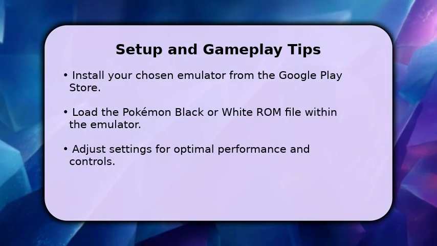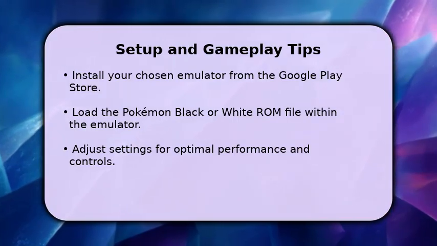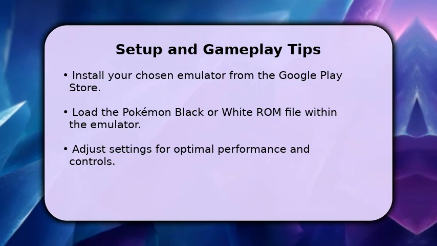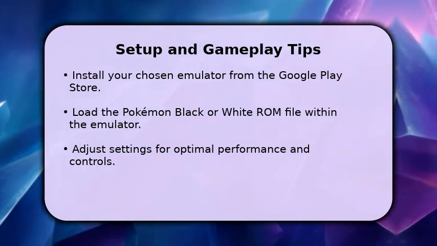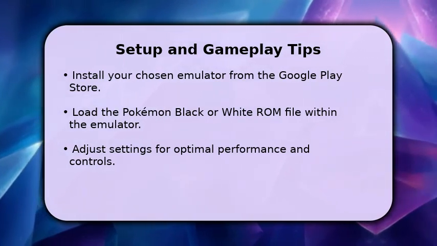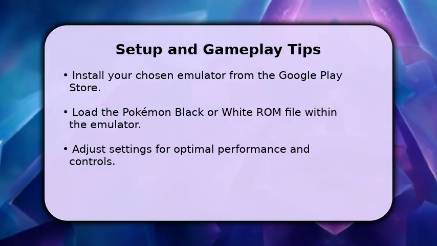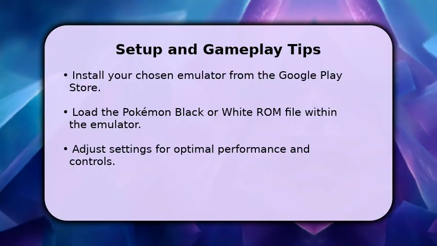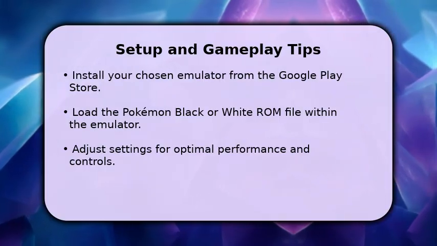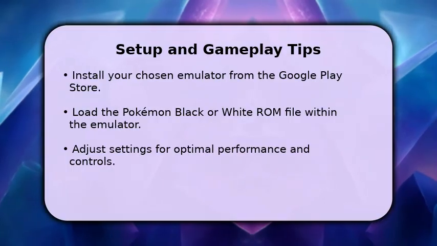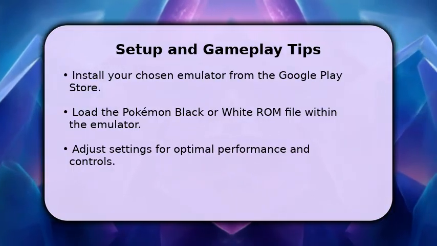With your emulator installed and ROM file ready, the final steps are straightforward. Open your chosen emulator application and navigate to the option to load a new game. Select your Pokémon Black or White NDS file from where you saved it on your device. You can then customize controls, adjust screen layouts, and fine-tune performance settings for an optimal gameplay experience. Now you are all set to explore the Unova region and catch 'em all.